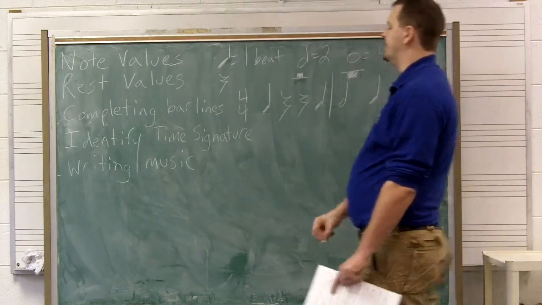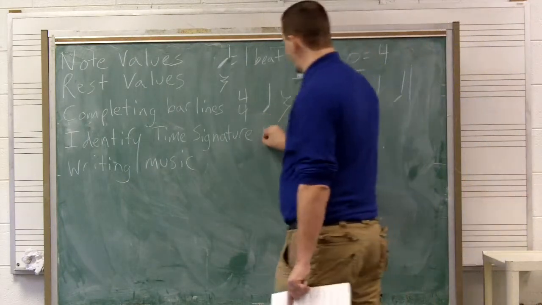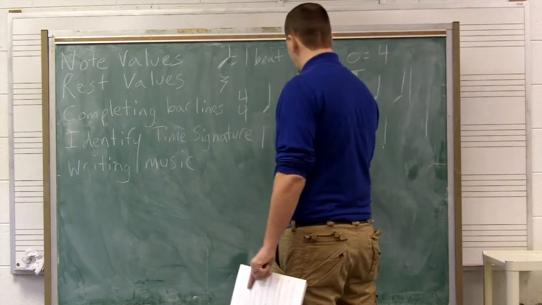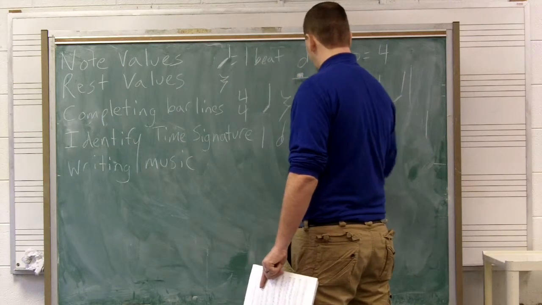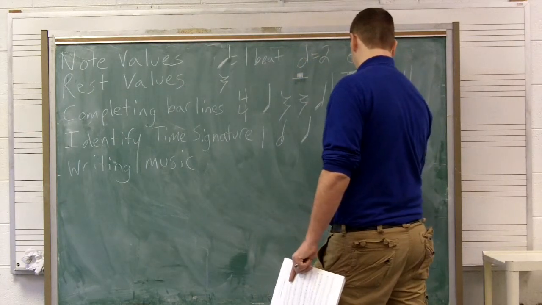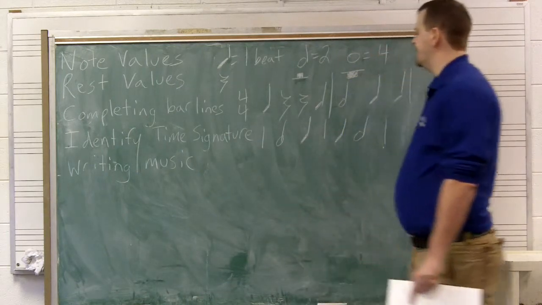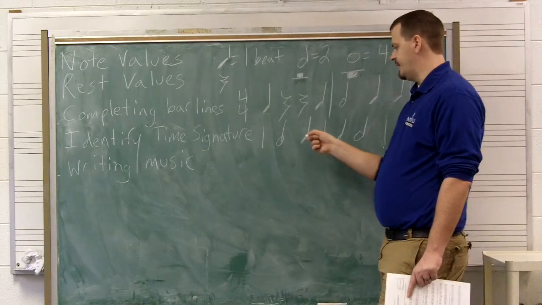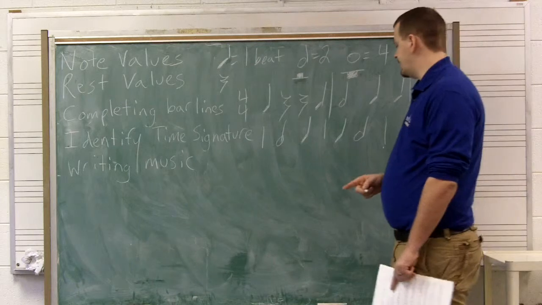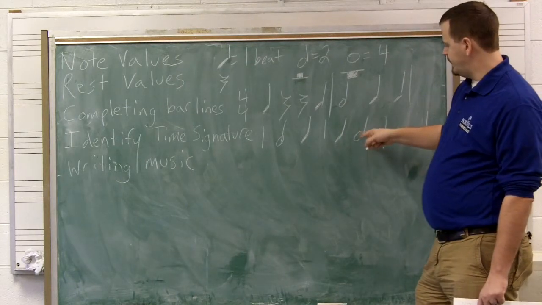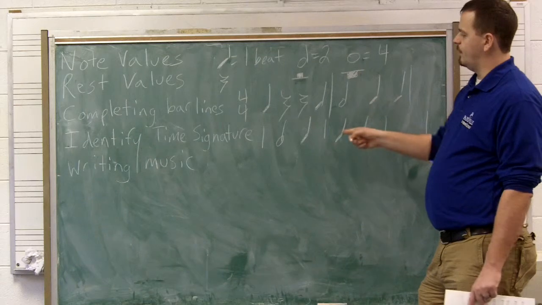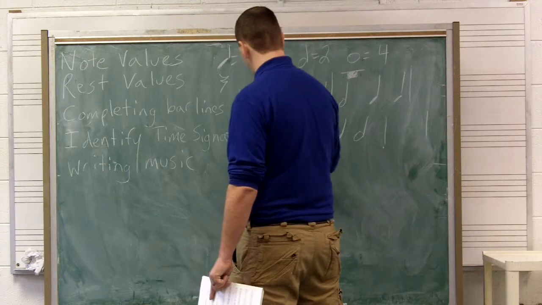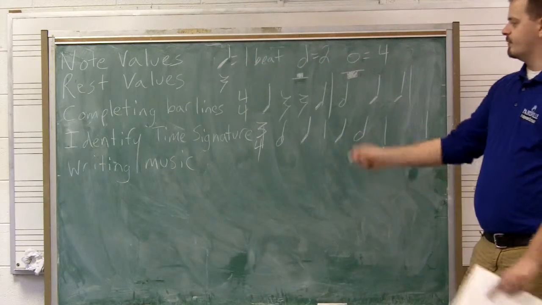Now, identifying the time signature. This is where they already have the measures in place for you, and they give you the notes, but they don't give you the time signature. In this case, I would count the beats in the measure. This is 1 and 2 and 3. I usually double check just to make sure. And this is 1, and then this is worth 2 beats. So identifying the time signature, this would be a 3/4 time signature.